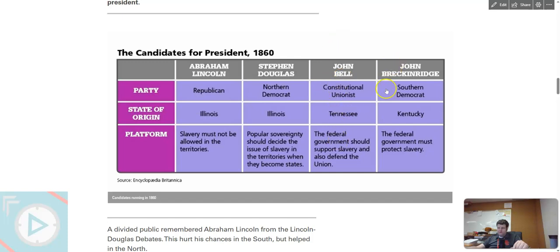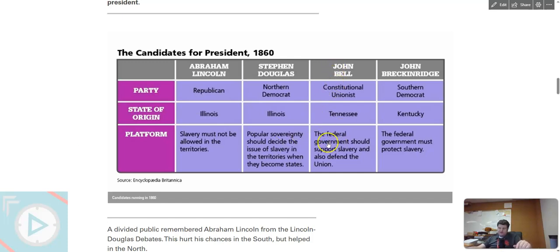Skipping over them for now, let's go over to the Southern Democrats. The Southern Democrats are the other split of the Democratic Party, led by John Breckinridge. They believe that the federal government must defend slavery. They want slavery to be promoted and expanded. They believe slave owners should be able to own slaves wherever they choose to live in the United States of America, whether that be in a territory or something else. They're the pro-slavery party. That's the easy way to remember it.